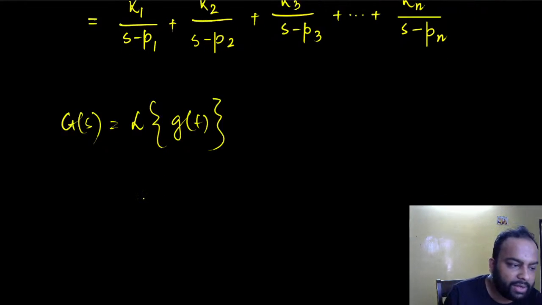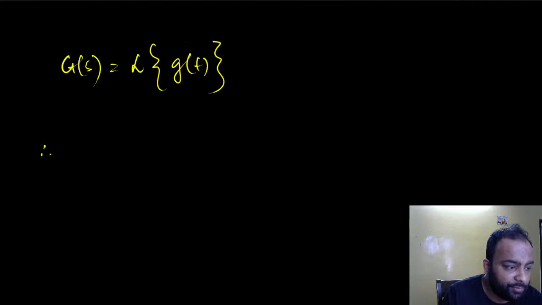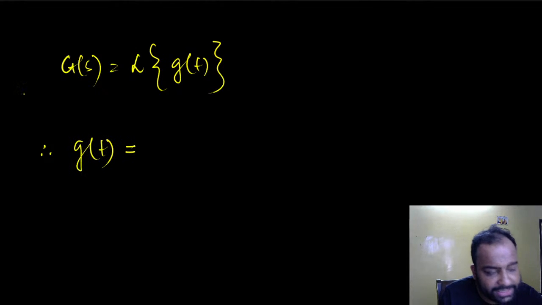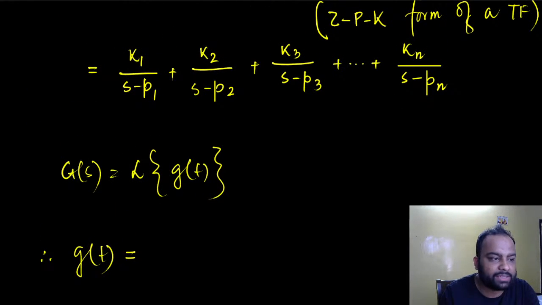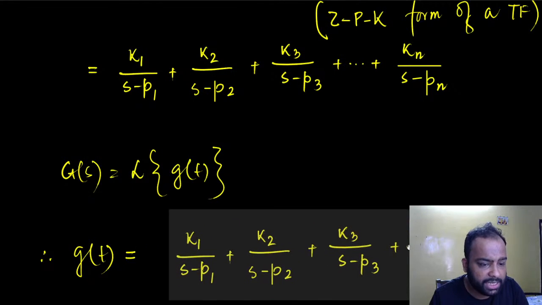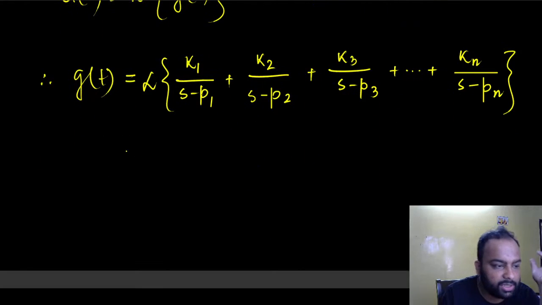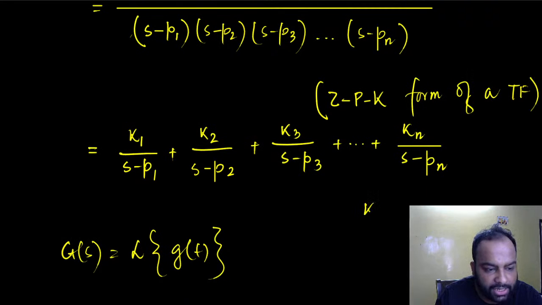So now we have this G(s). Therefore, if I want to calculate g(t), what is g(t)? g(t) is the inverse Laplace transform of this entire thing. That's the impulse response. So the impulse response is the inverse Laplace transform of the transfer function of the system. The question is, what is the inverse Laplace transform of this term? K1 is a constant. Again, K1 is complex. These K quantities like K1, K2 are again complex numbers.